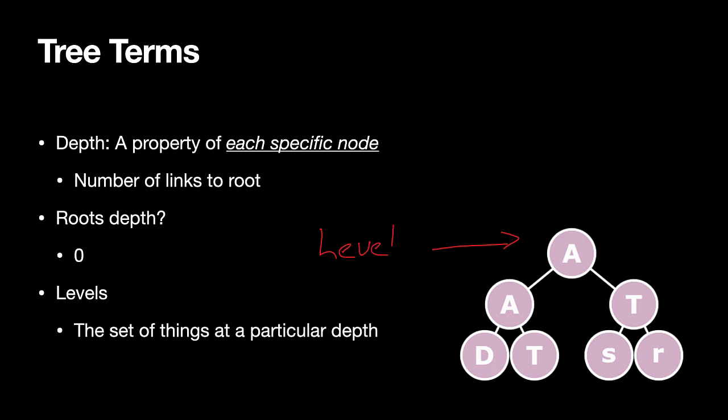I'll go ahead and call this level 0. And then maybe I would say that A and T, which both have a depth of 1, are at level 1. And then maybe the capital D, T, S, and R are all at level 2. So in this case, I'm categorizing level based on all nodes at a particular depth.